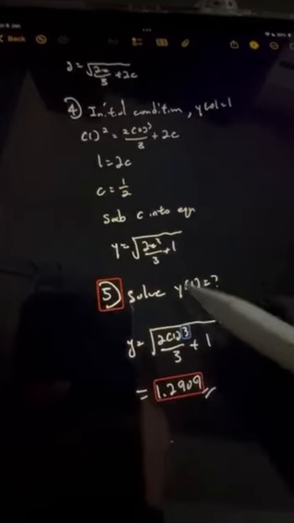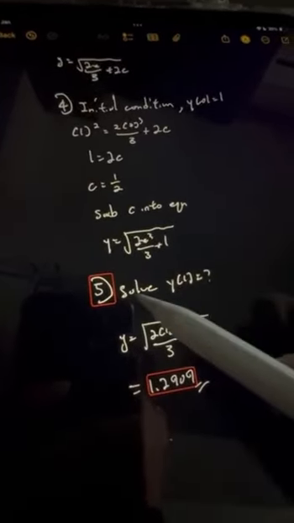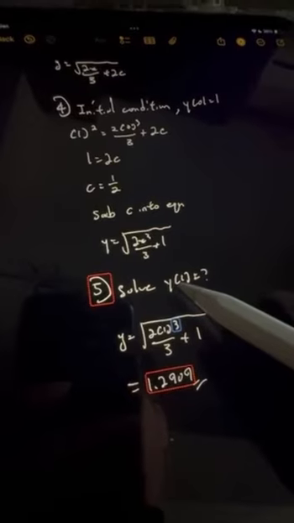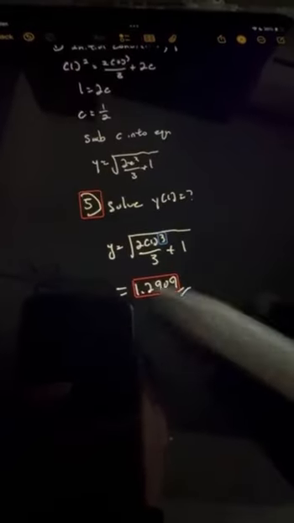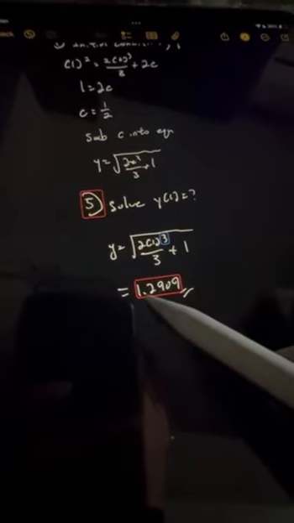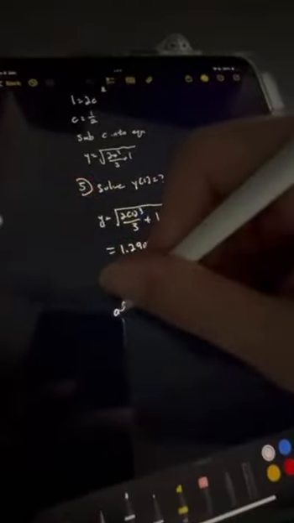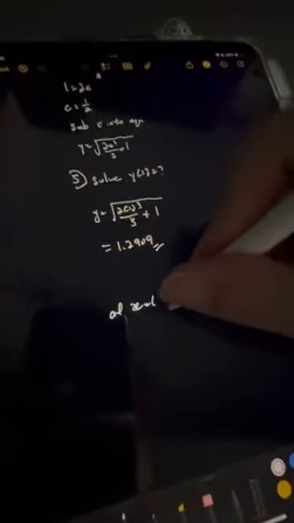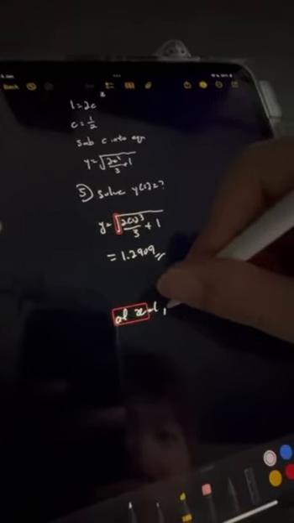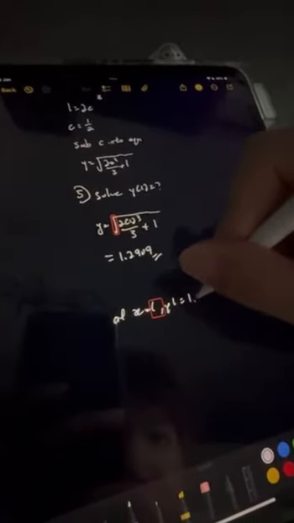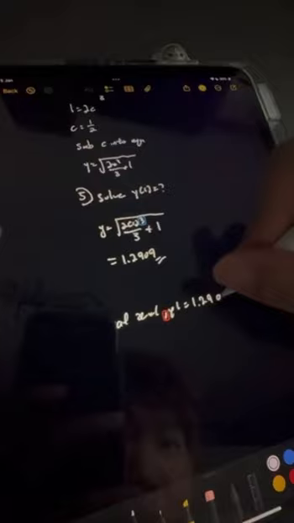So now we solve for the last part. Solve y(1) for this. Once we substitute, we should get something like 1.2909. At x equals 1, y(1) equals 1.2909.